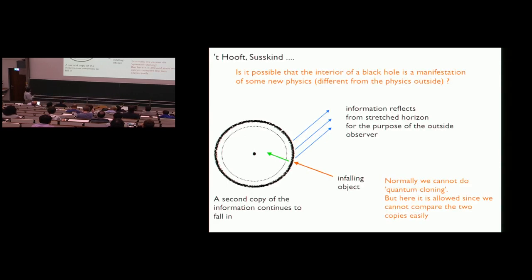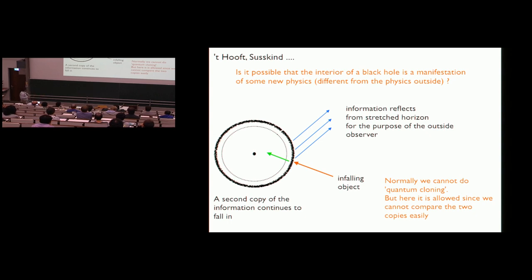It began with the ideas of 't Hooft and Susskind, and it was an interesting approach. The question they asked was, is it possible the interior of a black hole has some kind of new physics in it, different from the physics outside, which could help us to solve the puzzles associated to black holes? So they say, take an infalling object to the black hole, this is the black hole horizon, and one Planck length outside that was called the stretched horizon. I've drawn the stretched horizon in this kind of fuzzy form.